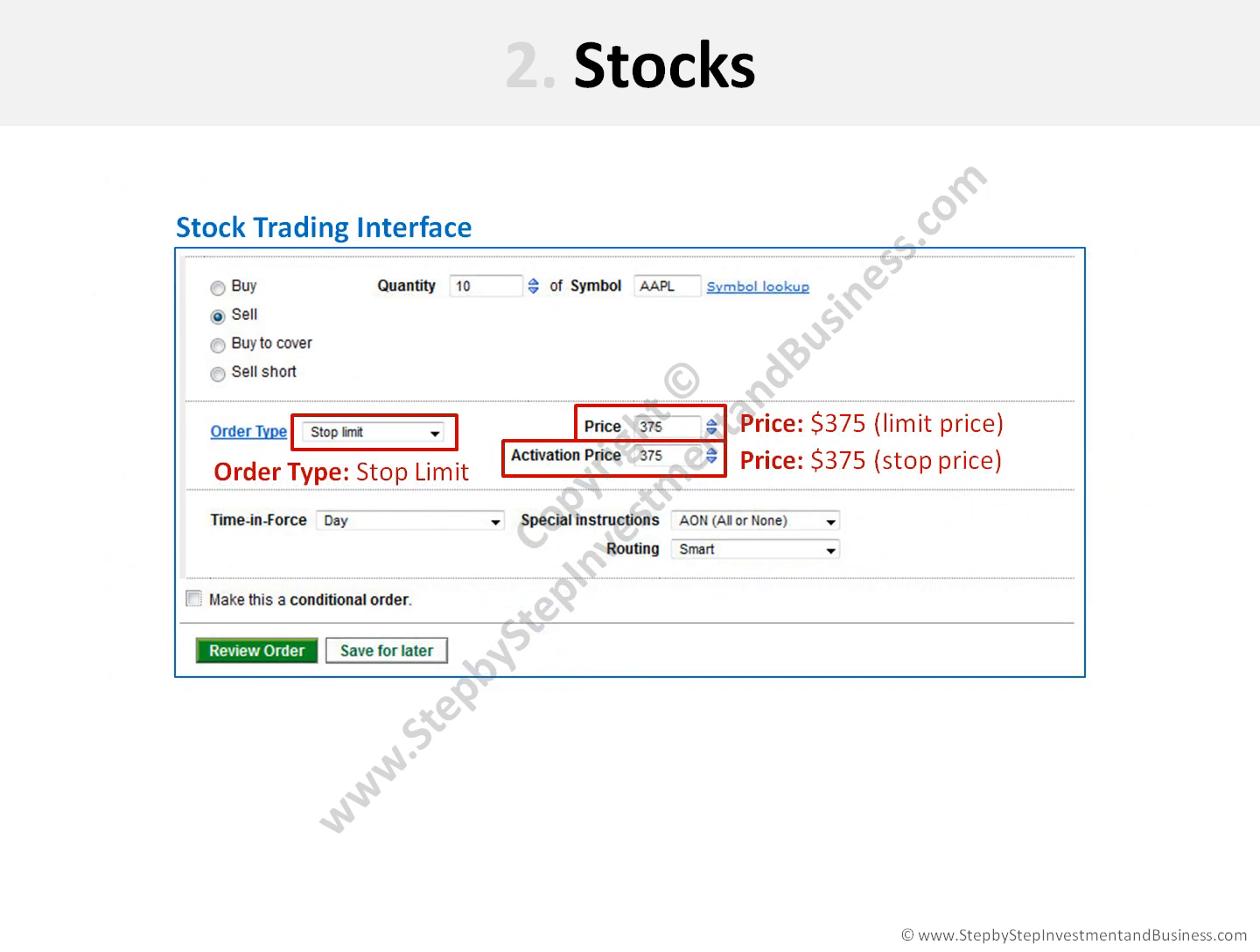In this image, we can see an example of how to enter a stop limit order. Here we are indicating to sell 10 shares of Apple using a stop limit order with an activation or stop price of $375 and a limit price of $375 too. So, what we are indicating is that we want to sell the 10 shares of Apple at a limit price of $375 once the stock has reached the stop price of $375.